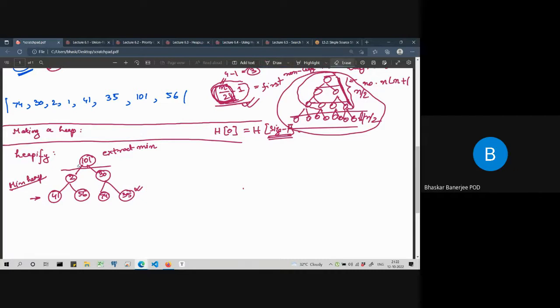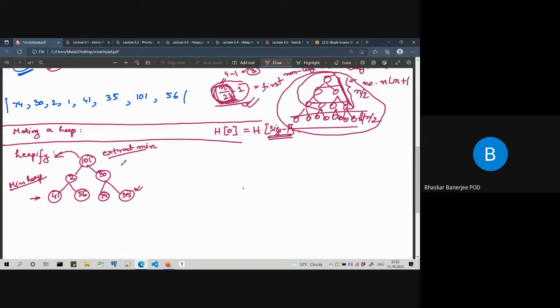Fine. So now let's come back to the discussion. What we have done is the extract min, taking out the minimum element. In order to restore the property of heap, because it's not a heap anymore, right? 101 is a larger value than 2 and 30. It's a min heap, so 101 should be smaller than 2 and 30. So in order to restore the heap property, we apply a technique which we call heapify. The name suggests we are making it into a heap, and that's why we call it heapify.